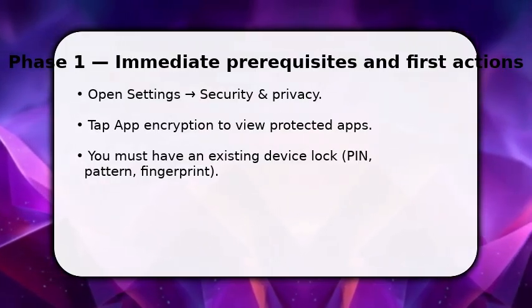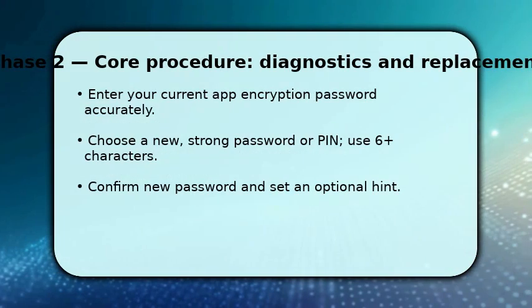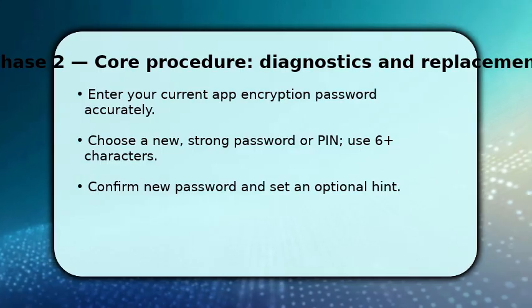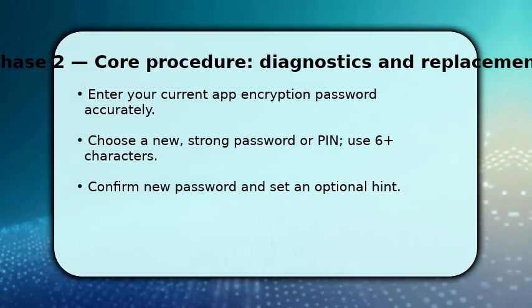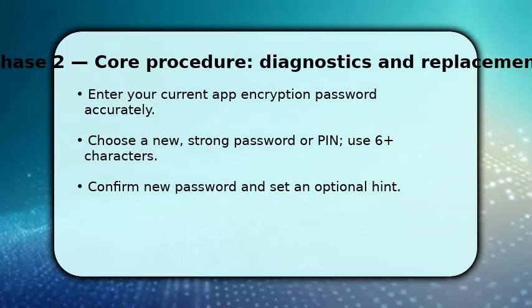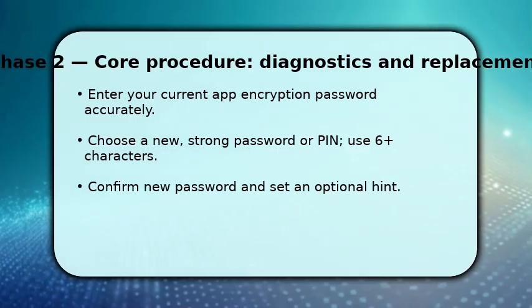You'll be prompted to enter the current app encryption password first. This confirms it's you. Once accepted, type a new password or PIN, pick 6 or more characters, mixing letters and numbers for strength. After entering the new value, confirm it exactly. Mismatches prevent the change. If offered, set a hint that doesn't reveal the password.